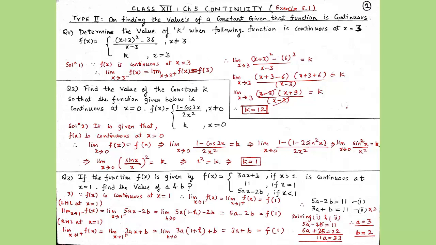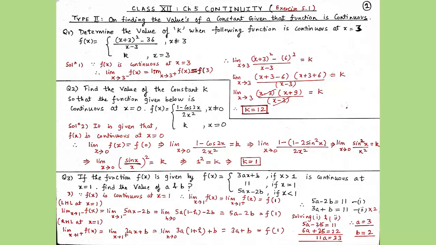So in class 11th we have studied some important limits, that limit x tends to 0 sine x upon x is equal to 1. So students, we can write this as limit x tends to 0 (sine x upon x) whole square is equal to k, and so from here we get 1 square is equal to k, so k is equal to 1.